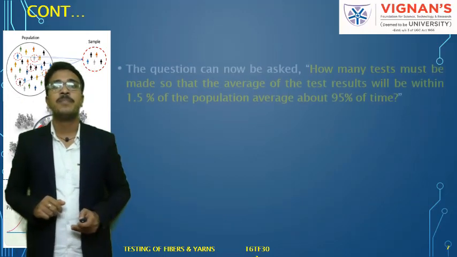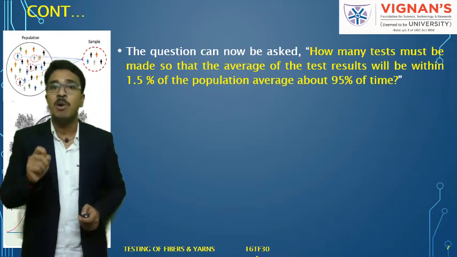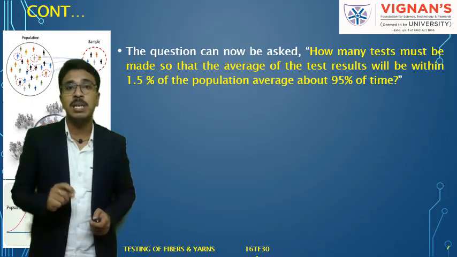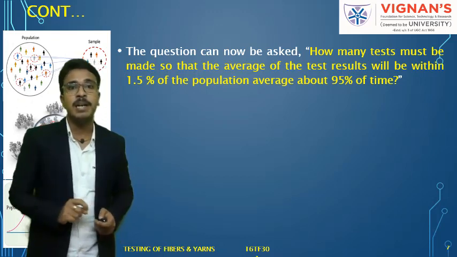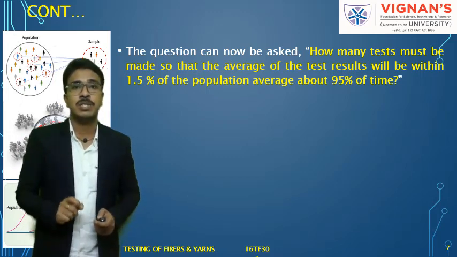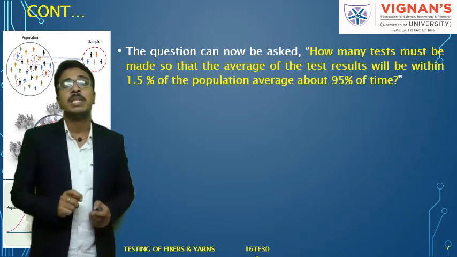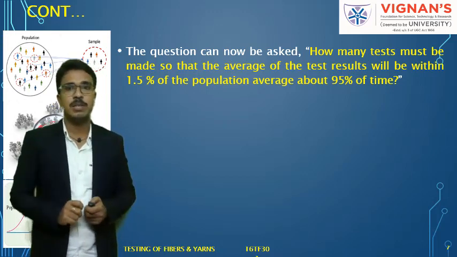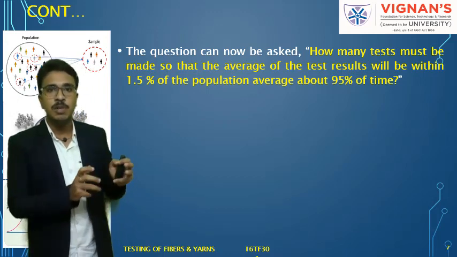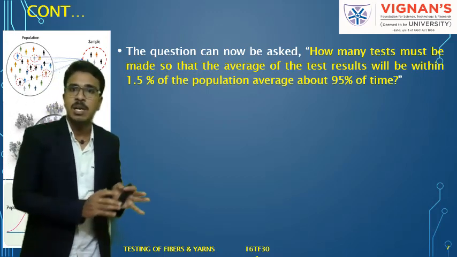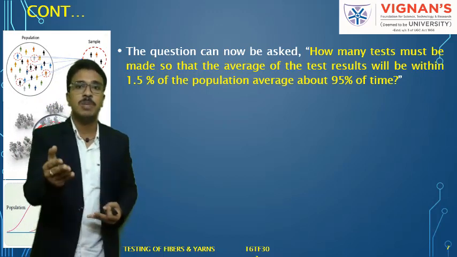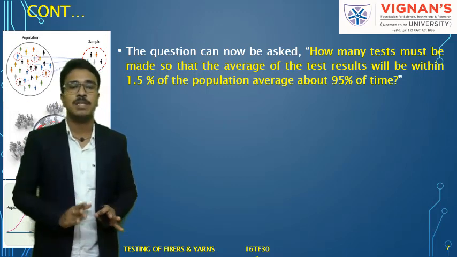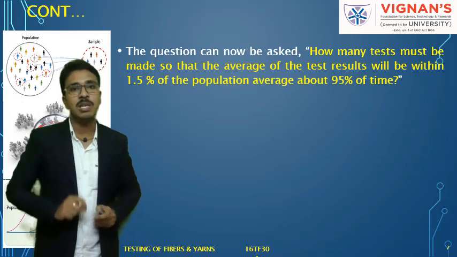Now the question is, listen carefully: how many tests must be made so that the average of test results will be within 1.5% of the population average about 95% of the time? So if you do this many tests, whatever test results you get should be within 1.5% of the population average with 95% probability. This is what the question is.